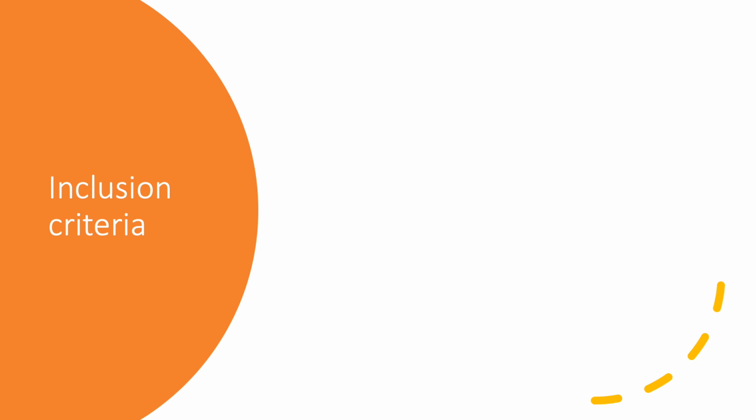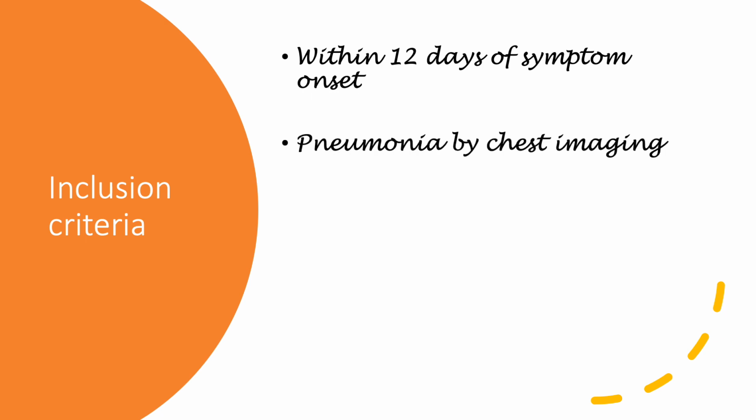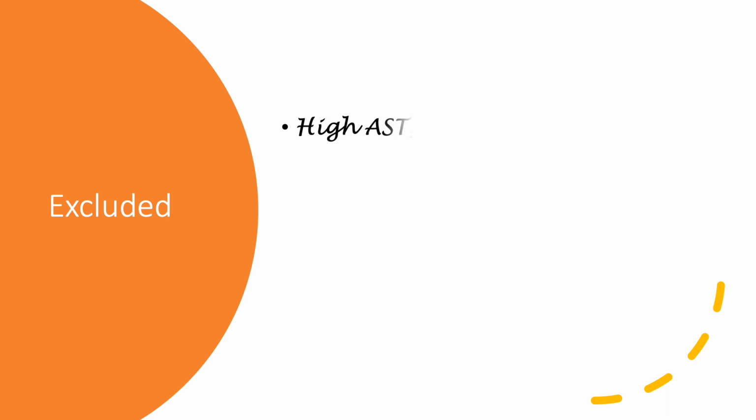The inclusion criteria were patients who presented within the first 12 days of symptom onset. They had evidence of pneumonia on either the chest X-ray or the CT scan. The oxygen saturation was 94% or less on room air, or they had a PF ratio of 300 millimeters of mercury or less. They excluded patients who had evidence of liver dysfunction, as in a raised AST and ALT, because remdesivir is known to worsen liver function.